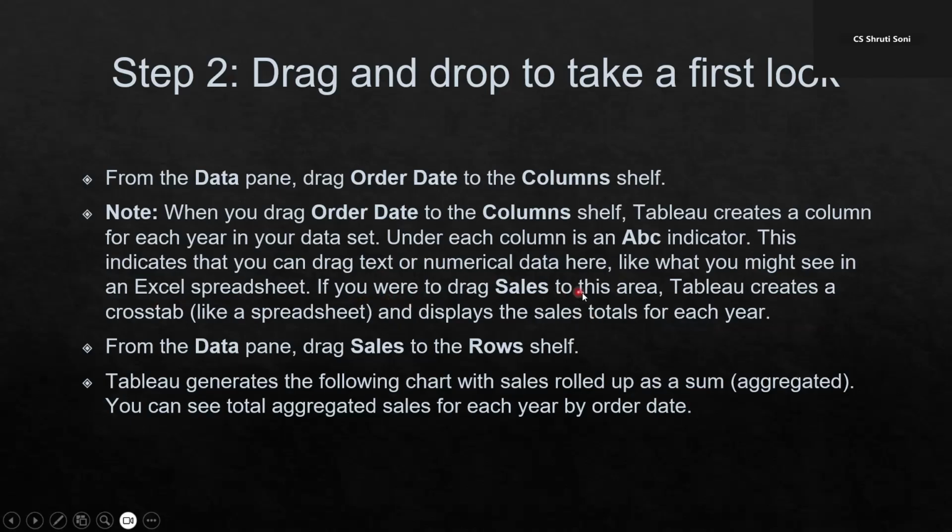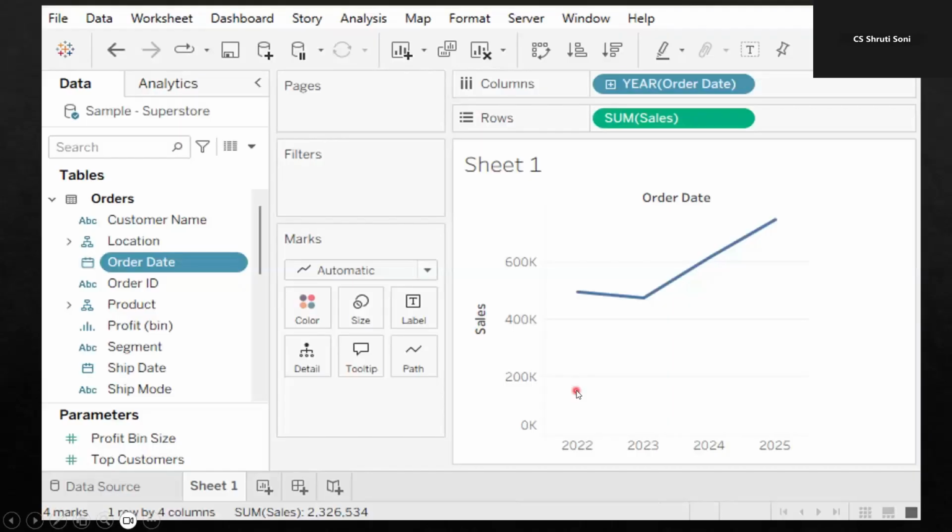If you were to drag sales, then Tableau creates a cross tab and displays the sales total for each year. So what you can do is put order date to columns and then sales in the rows area, and then you get a proper sales total for each year. Tableau will generate this chart. You will see this is the kind of chart it is going to show you, right?